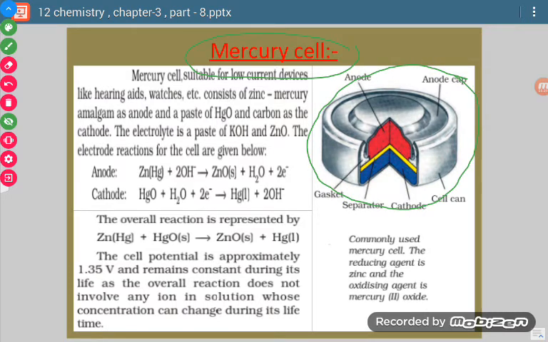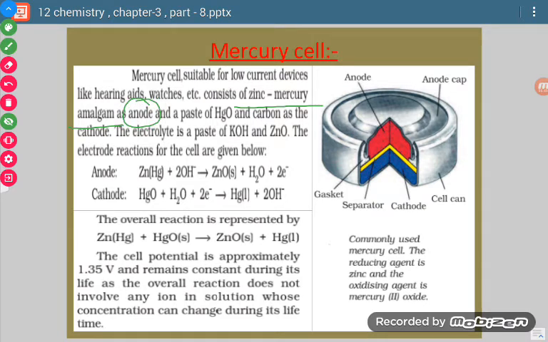Now you can see what is anode, what is cathode, and what is acting as electrolyte. So let us discuss this. See, in this particular cell there is zinc mercury amalgam which acts as anode.